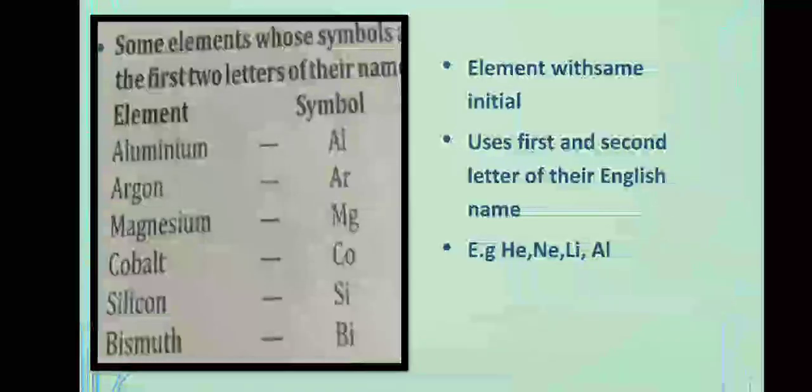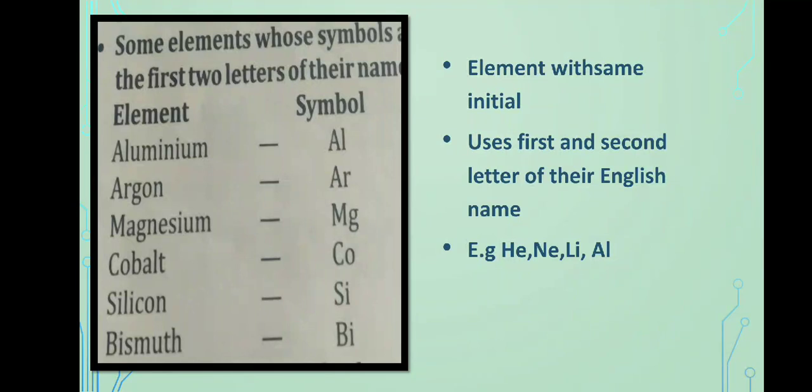Then elements with the same initial as carbon, cobalt, they start with the same initial. So for that we use the first letter and second letter of their English name. For example, aluminium, Al, argon, Ar.